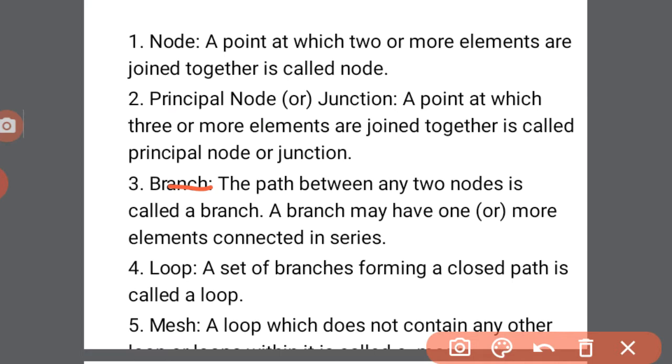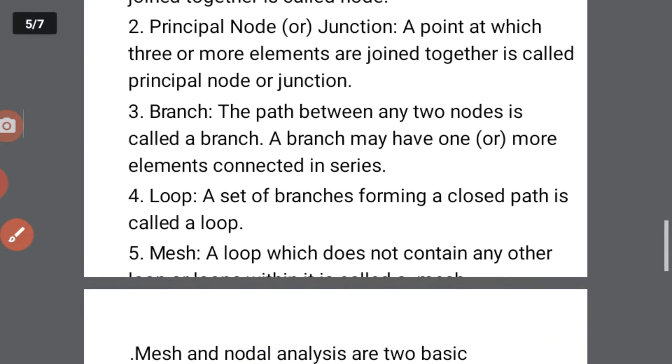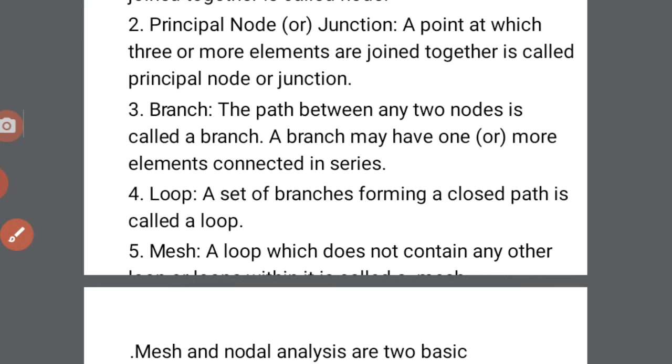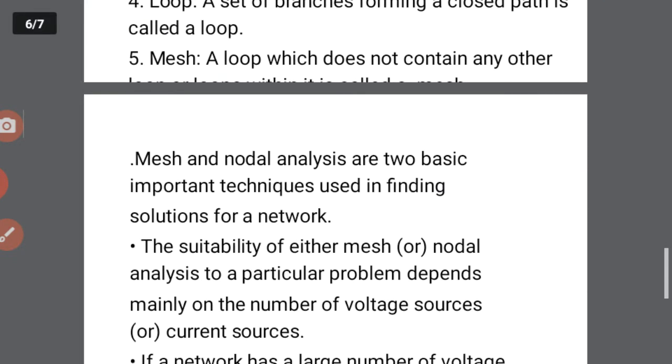Next, go for the loop. A set of branches forming a closed path is called a loop. That means a set of branches forming a closed path is called a loop. Next, go for the mesh. A loop which does not contain any other loops within it is called a mesh. Okay.